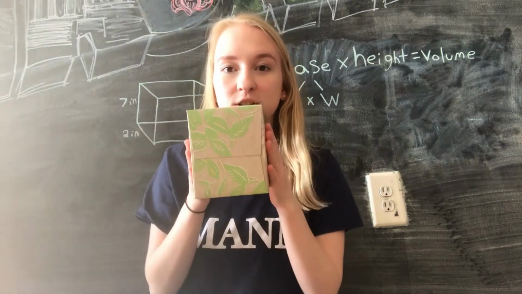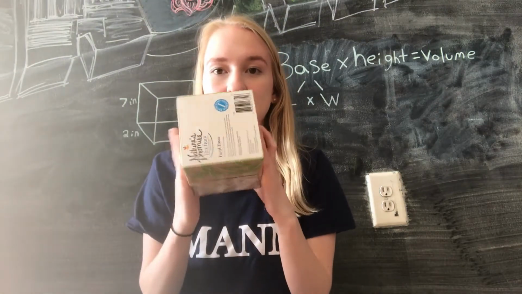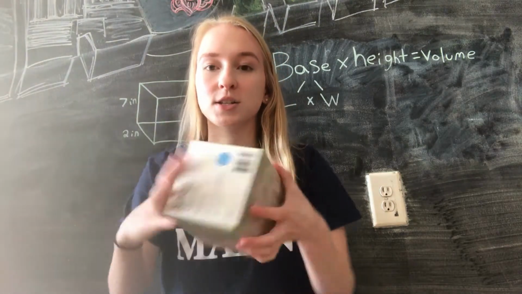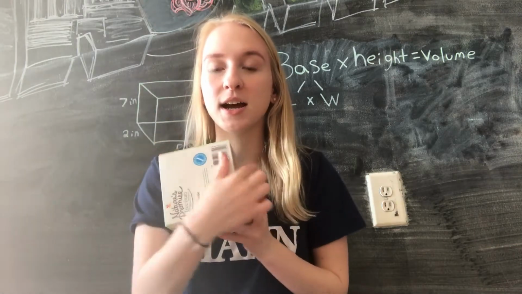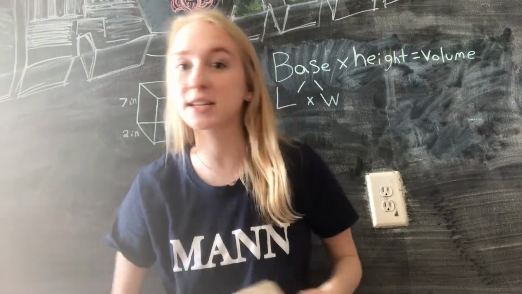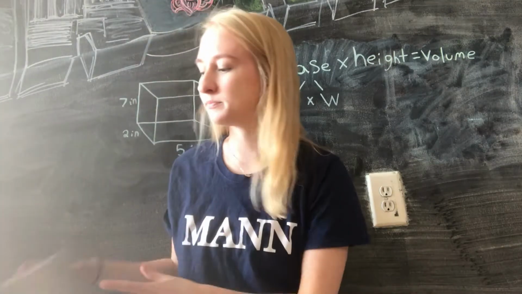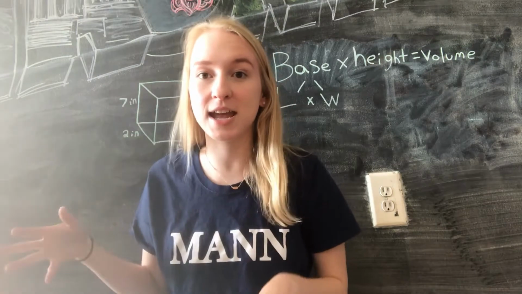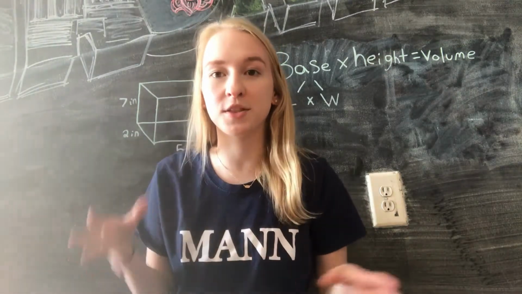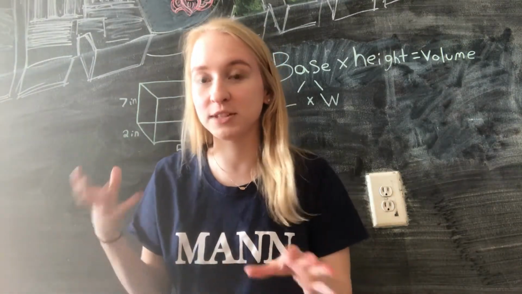Or this box of tissues could also be considered a rectangular prism. Here the base is a square, but because the height's different than the length and the width, it's still a rectangular prism and not a cube. However, the formula that we're going to be talking about today also works for other regular 3D shapes.